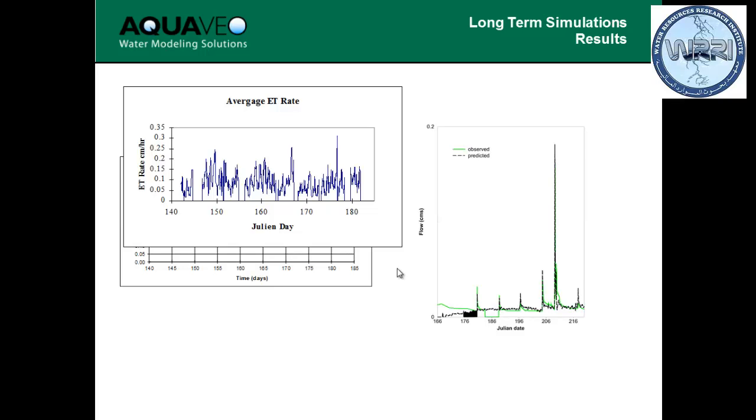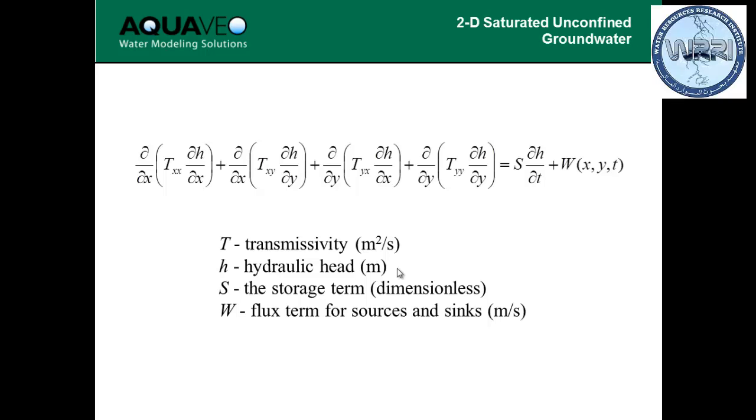You can calibrate long-term simulations also, just like you can calibrate short-term simulations in GSSHA. GSSHA also does groundwater flow, and this is the equation that's used for groundwater flow. It's just the two-dimensional groundwater flow equation in two directions.